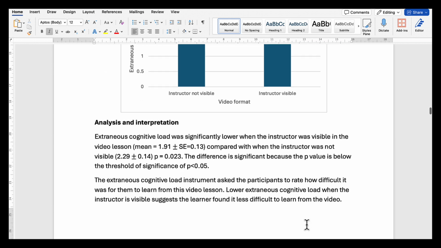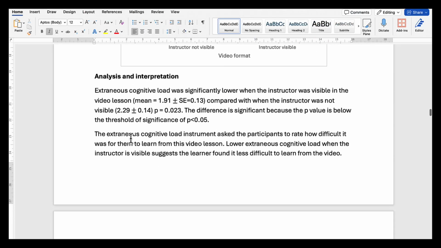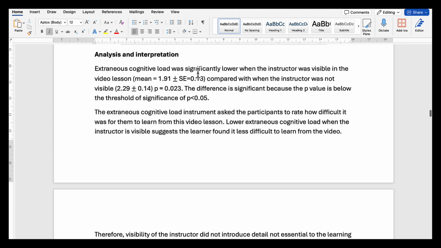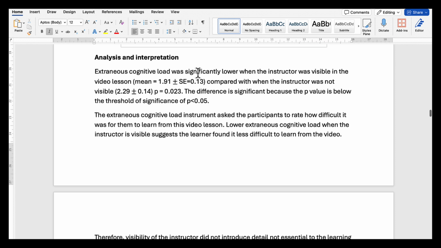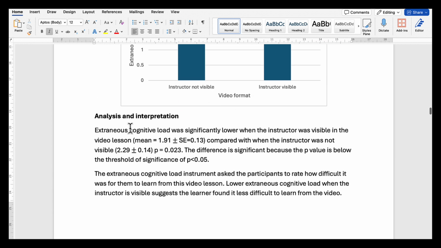All right, now, so the next thing is thorough identification of trends, patterns, relationships. So what we've got here is analysis and interpretation. Basically, your analysis is the thorough identification of trends, etc. Interpretation is linking it back to the literature, or back to the science. Okay, so you can actually thoroughly analyze your data really quite concisely.